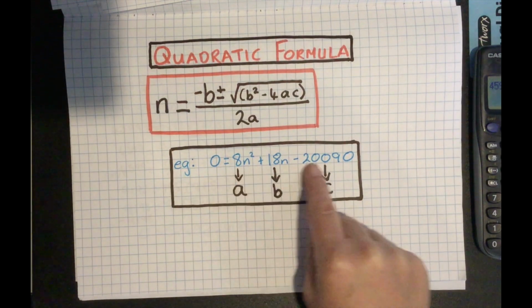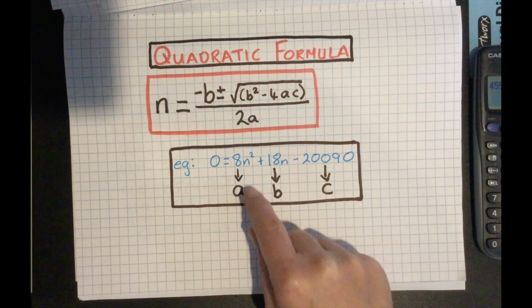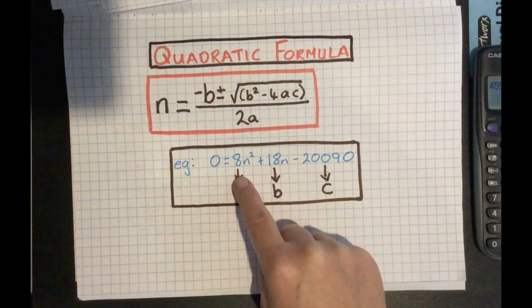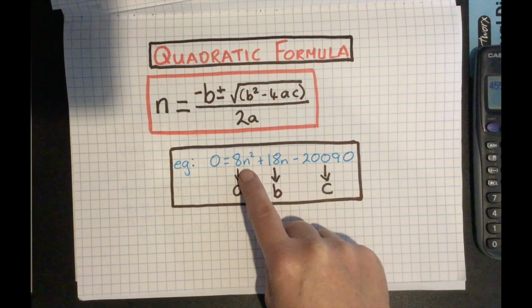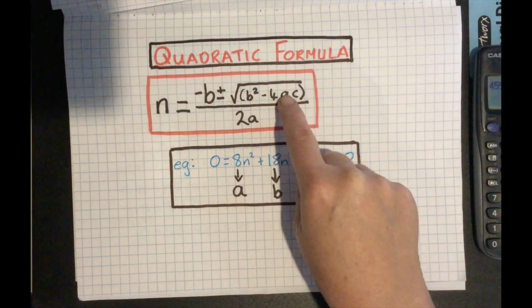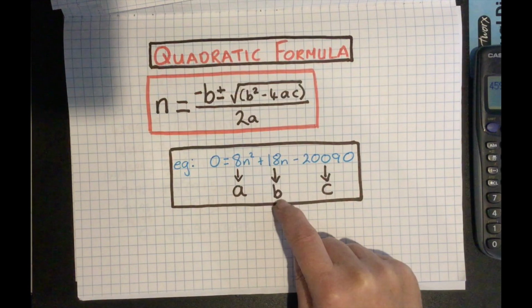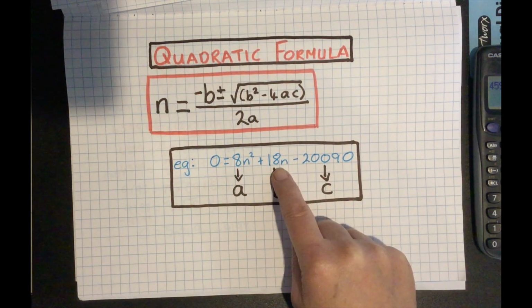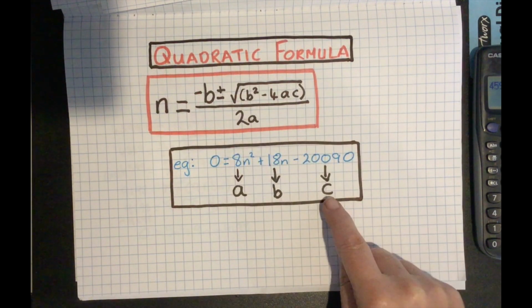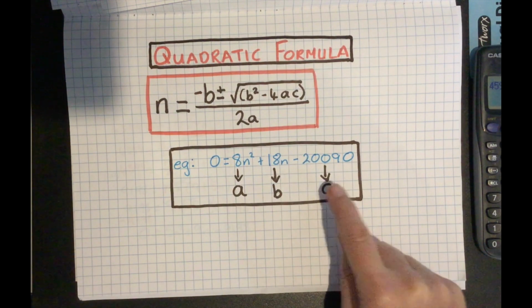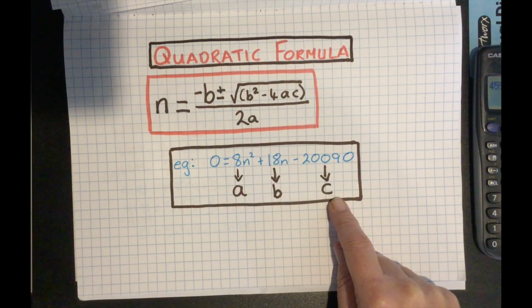Now if we look at our quadratic equation, a is the coefficient with the power. So that would go in here and here. B is the coefficient, and C is the constant. That's the easiest one to remember.